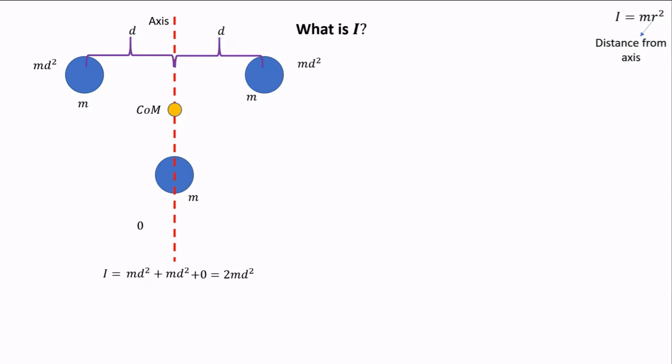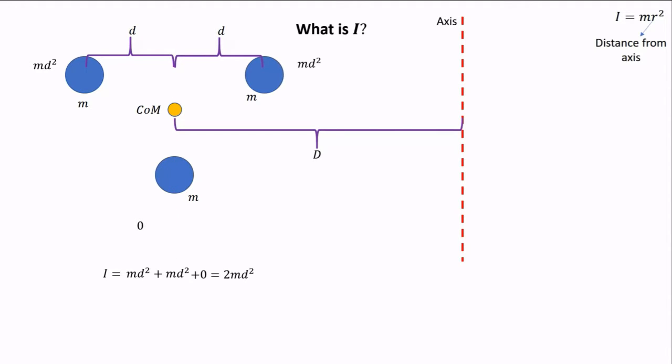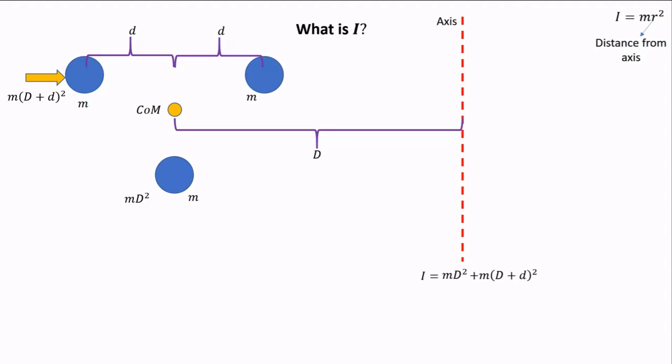Now what if the axis did not pass through the center of mass, but instead passes through over here, a distance of big D away? Well, we can recalculate the moment of inertia with respect to this axis. This mass contributes m times big D squared. This mass contributes m times little d plus big D squared. Just pause for a second if you can't see why the total distance for this object is big D plus little d. And this mass contributes m times big D minus little d squared. Again, big D minus little d is the total distance for this object.